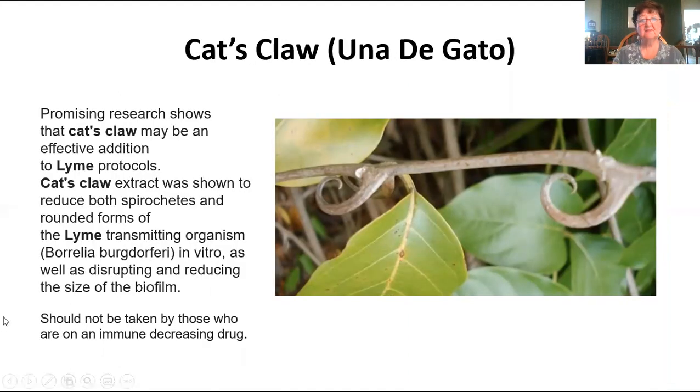There are some interesting things. I think that this particular herb is very interesting. Look at how the thorns hook around, exactly like a cat's claw would be, and it's called Uña de Gato, and it has been a well-established herb in many natural protocols for Lyme. So it actually kind of claws out the Lyme bacteria from the blood cell. So it has an interesting mechanism of action.